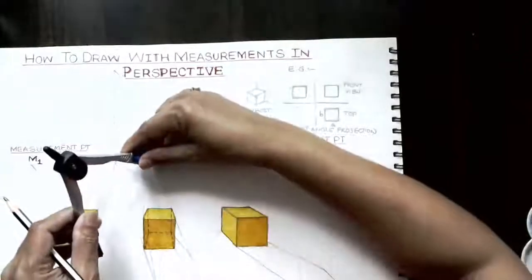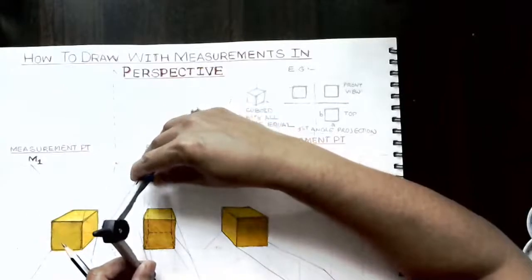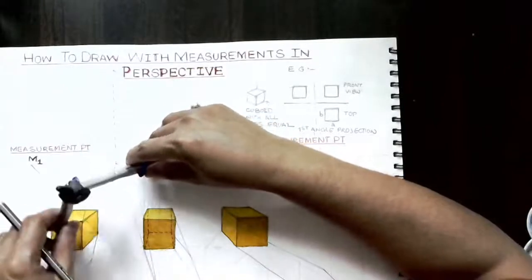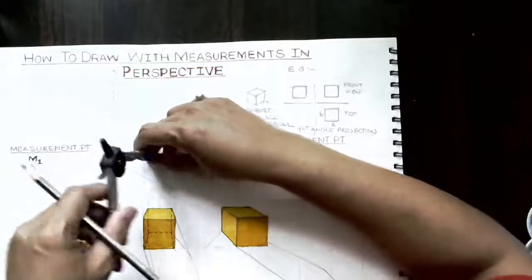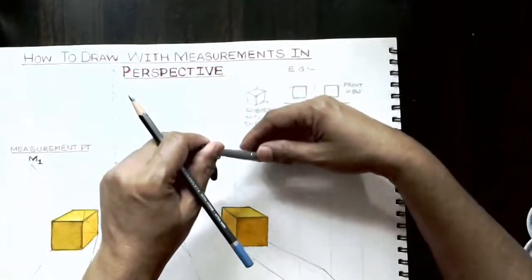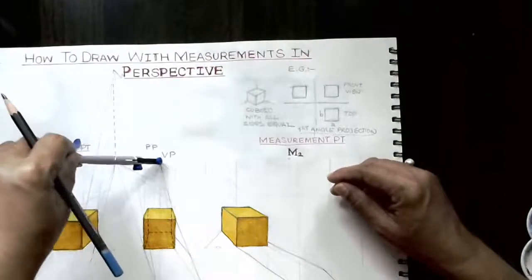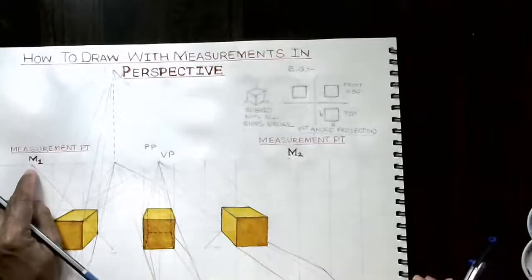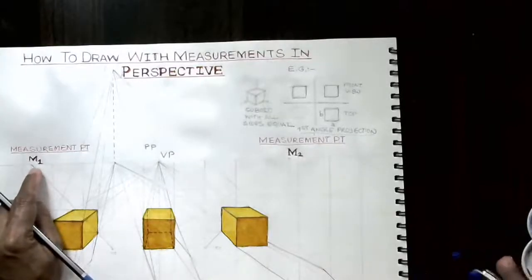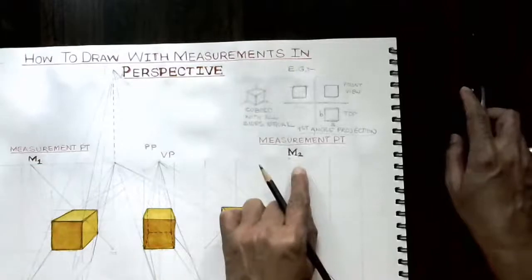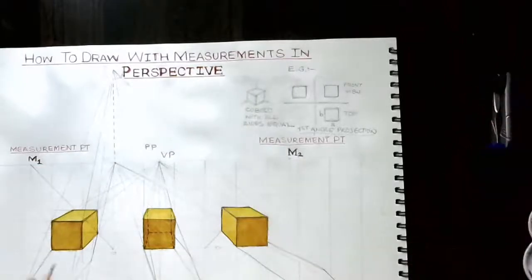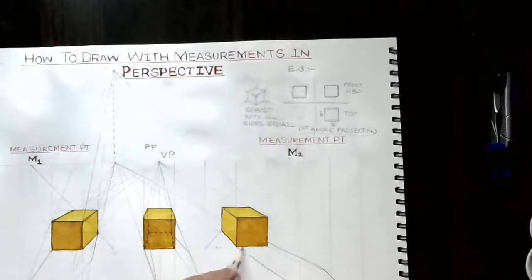From the viewer, project the viewer on both sides of the horizon, like this, on the horizon. So this becomes the first measurement point, and this is the second measurement point. Now how does this measurement point help us? Suppose this is the base, the base of the object.